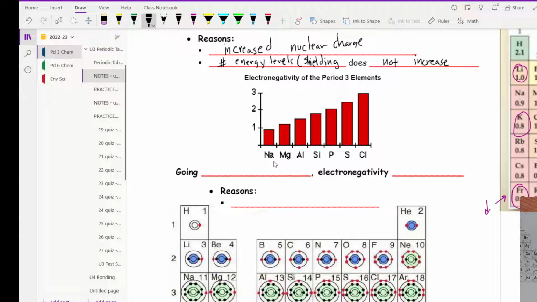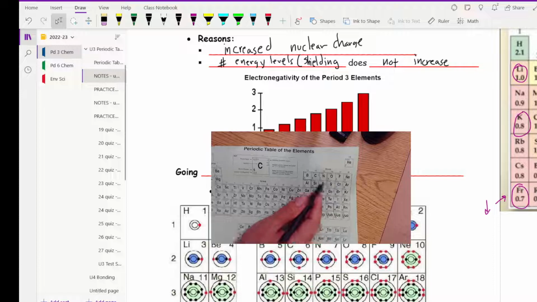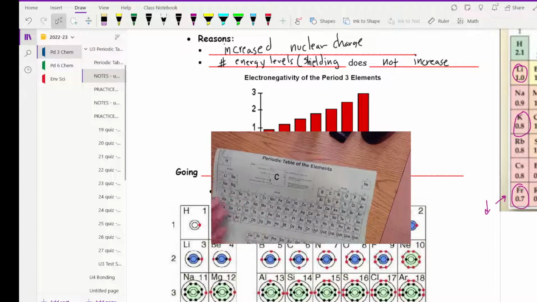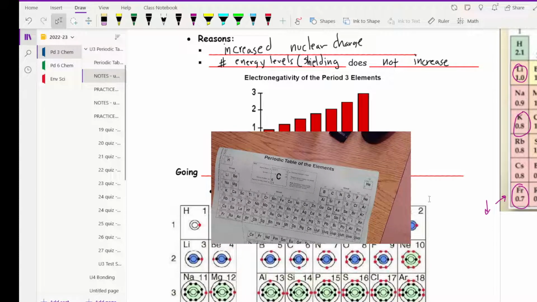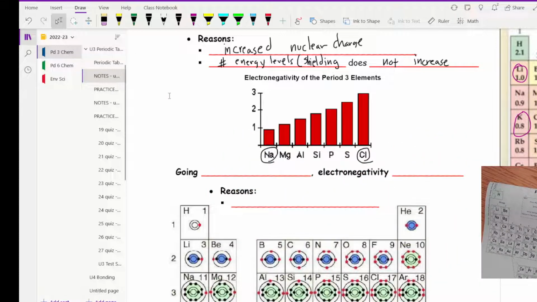So as we look across a period from sodium to chlorine, how many shells does it have? Well, let's take a look at a periodic table. You'll notice sodium is right here, chlorine is right here. They're all in period 3, so they all have the same number of electron shells. If the electrons are living the same distance away from the nucleus, the more protons you add to the nucleus, the more they'll pull in that electron and hold it tightly.